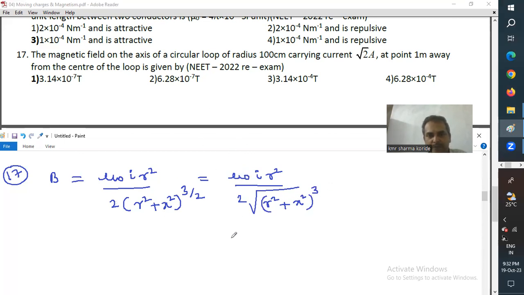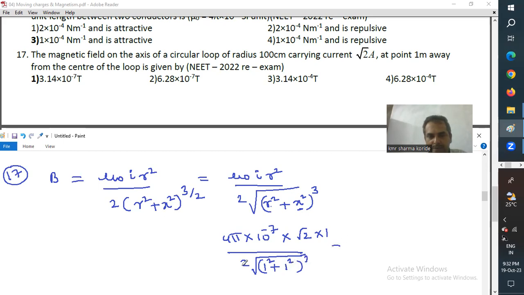Mu naught is 4 pi into 10 to the power of minus 7. I is root 2 amperes. Radius is 100 centimeters, which means 1 meter only, divided by 2. Then next, this is going to be R, which is again 1 meter, 100 centimeters, 1 meter, so 1 square. Then X is 1 meter, again 1 square, whole cube.